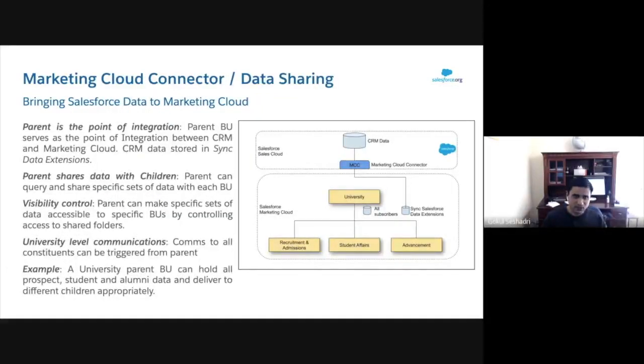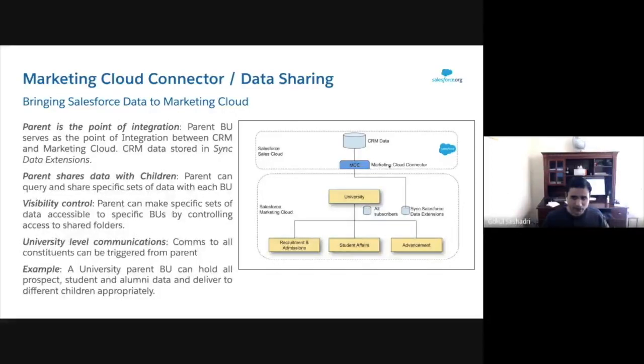Finally, there is this consideration around Salesforce data and how it comes down to Marketing Cloud and how different business units make use of this data. The Marketing Cloud connector is a package that's typically used to sync up data between CRM and Marketing Cloud. In other words, the Marketing Cloud connector synchronizes CRM data, select CRM data, not every single thing, into Marketing Cloud so that the entire marketing infrastructure can make use of it.